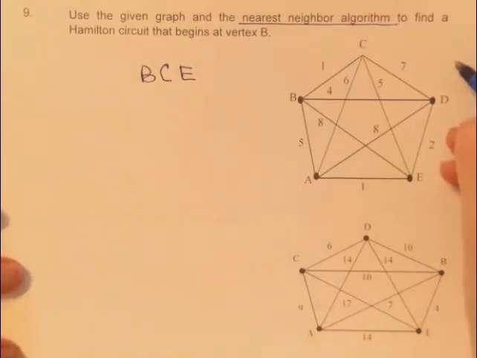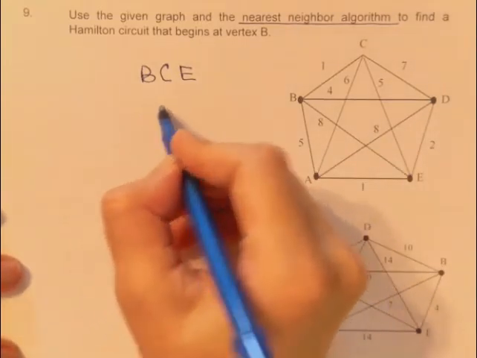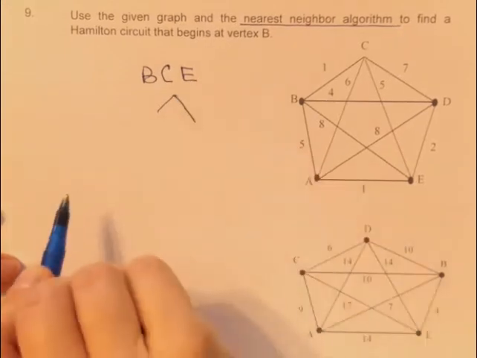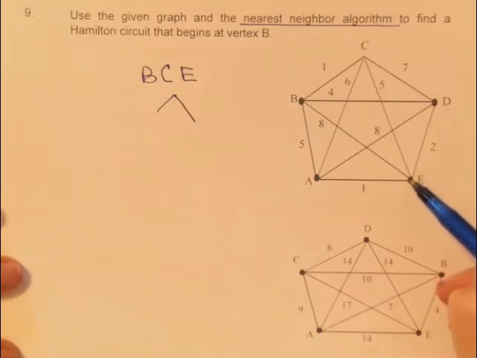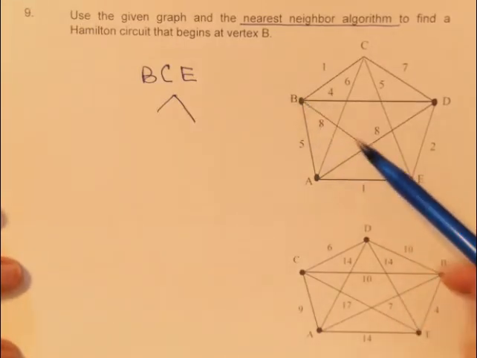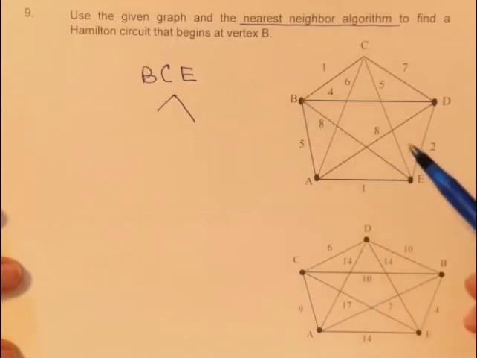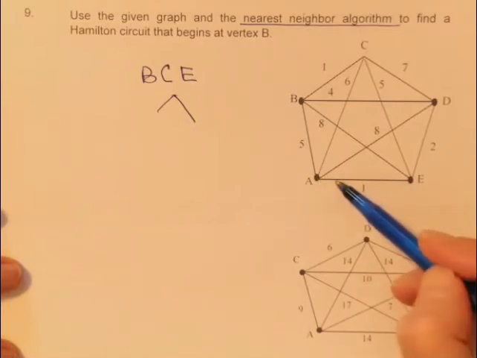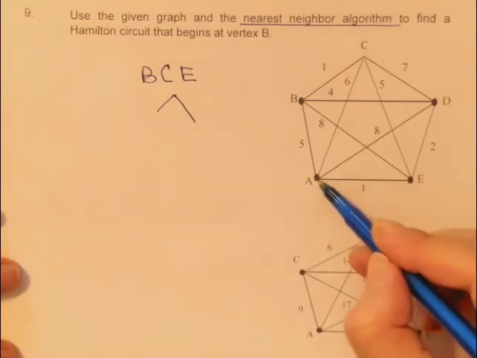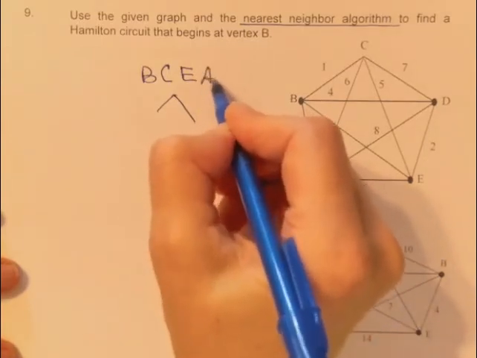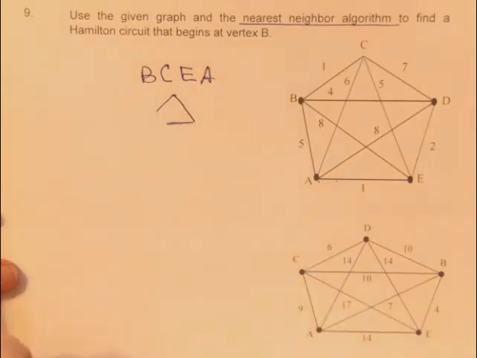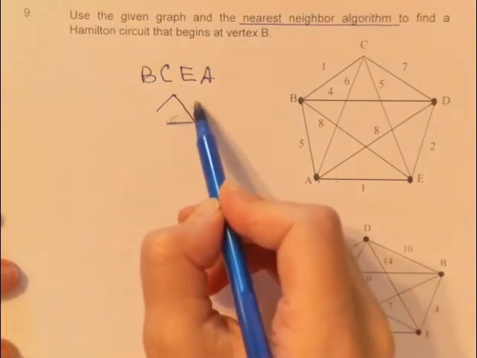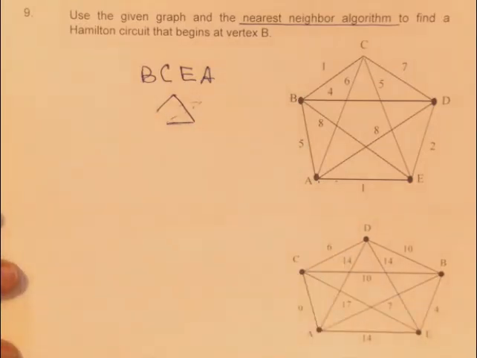From E, I will sketch how I move. I don't want to draw on the graph, so we move this way. From E, we do not consider this H, because it will return us to B. We consider only these two, 2 and 1. Of course 1 is better, we go to A. And from A, we have only one way to finish our circuit.